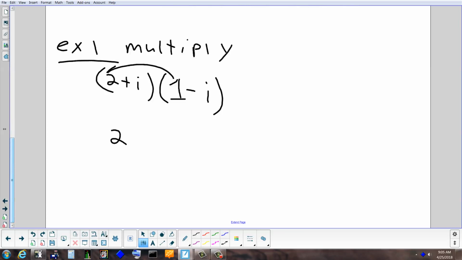This is an i, this is a negative i. Oh, negative i. That negative goes with the i, so make sure we remember that. So we have 2 times negative i, which is negative 2i. Okay, Caitlin, next two things I multiply.